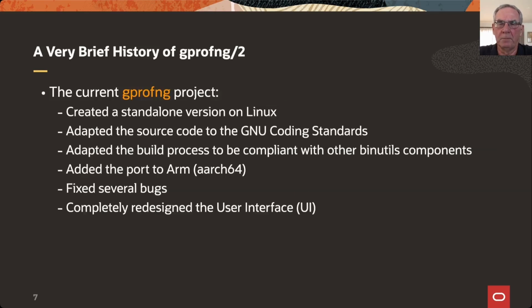But we did a lot to it. First of all, we created the standalone version, so it was taken out of the Studio context. We modified the code to be compliant with the GNU coding standards. We also changed the build process to be compliant with the way you build other binutils components. We added a port to ARM. That's kind of interesting. That's fairly new, but now you can make a profile on ARM as well. We found and fixed several bugs along the way, and we redesigned the user interface to better suit our needs.